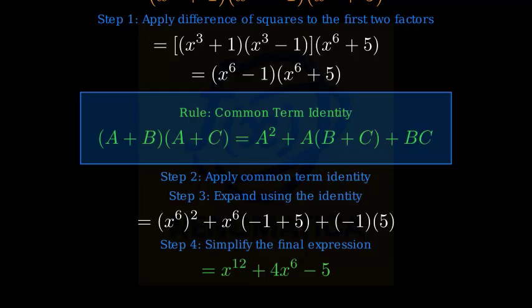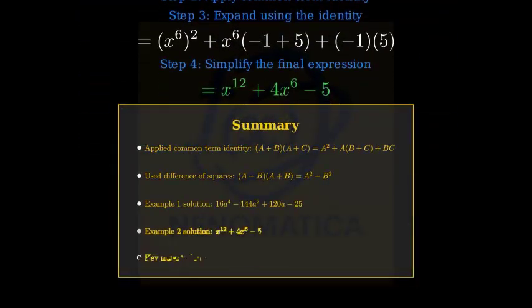Let's summarize what we've learned. We've seen how to apply algebraic identities to simplify complex expressions. For the first example, we used the common term identity and difference of squares to simplify the expression to 16a to the 4th minus 144 squared plus 120 minus 25. For the second example, we applied the difference of squares and common term identity to simplify the expression to x to the 12th plus 4x to the 6th minus 5.